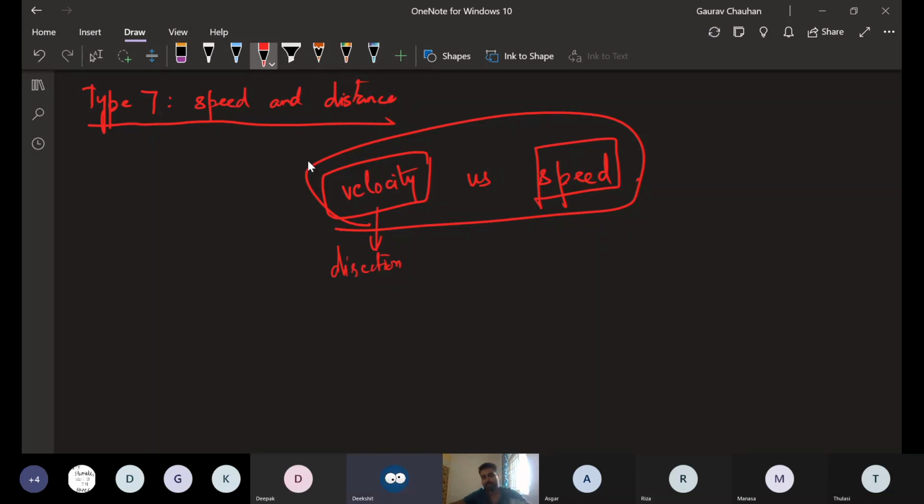Can you tell me the formula for both at least? That will help us. Anyone who can tell me the formula for both? Riza, go ahead. Sir, basically speed is the distance traveled per unit time. We can write the variable of speed as v, so v is equal to s. Speed is distance by time.